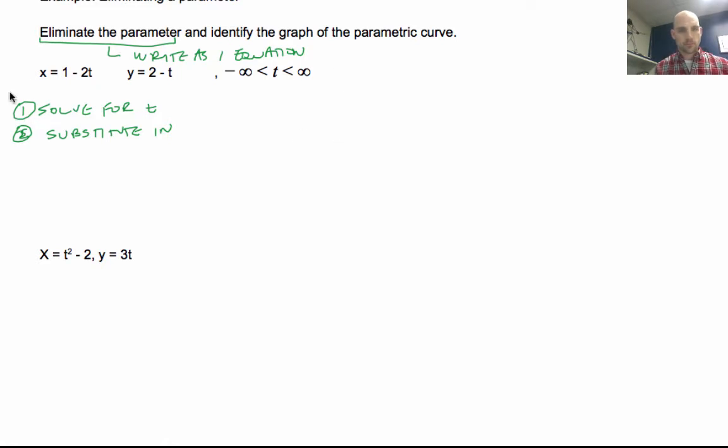So if I've got x is equal to 1 minus 2t and y is equal to 2 minus t, here's what I can do. That means that 2t is equal to 1 minus x, right? So I just rearranged things. So I added 2t to this side and subtracted x. So when I divide by 2, t is equal to 1/2 times 1 minus x.